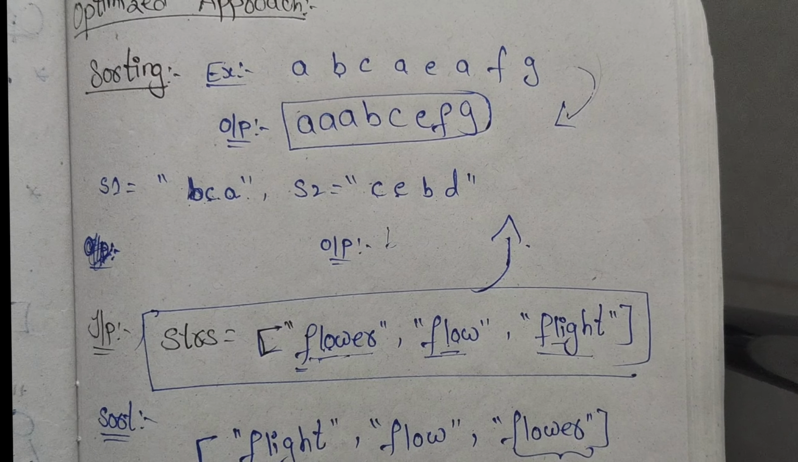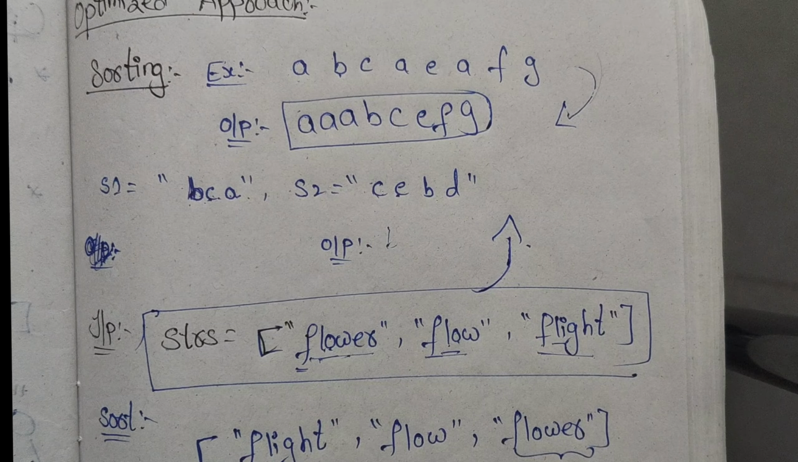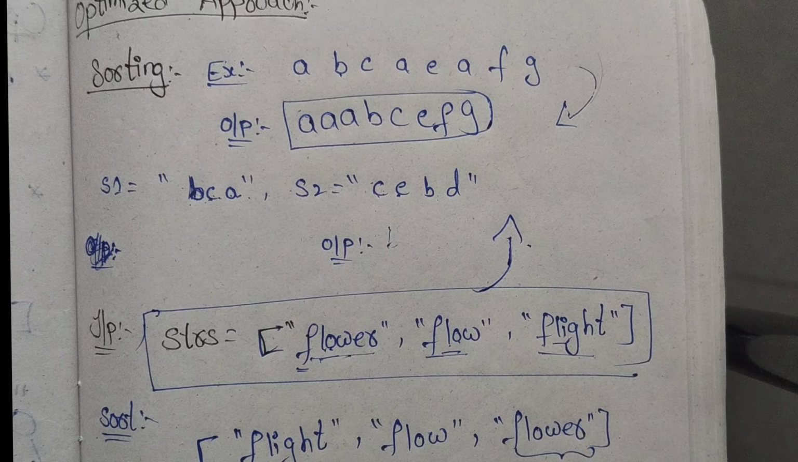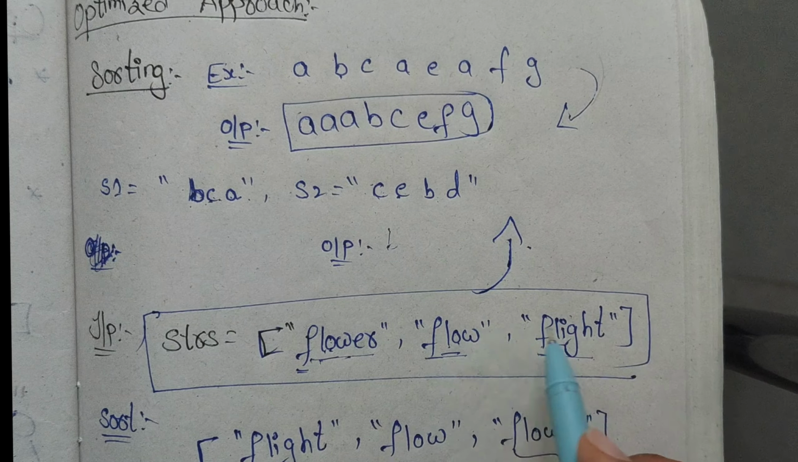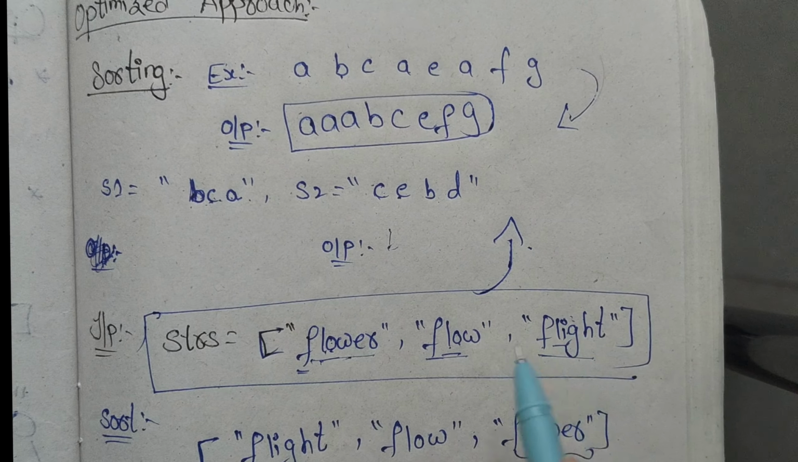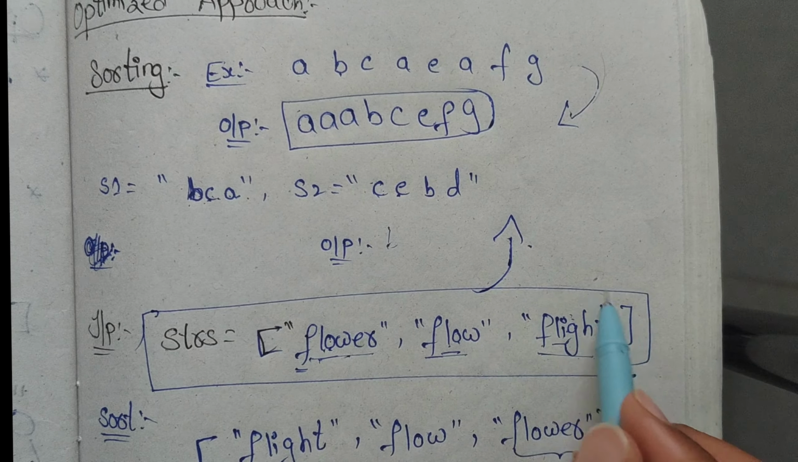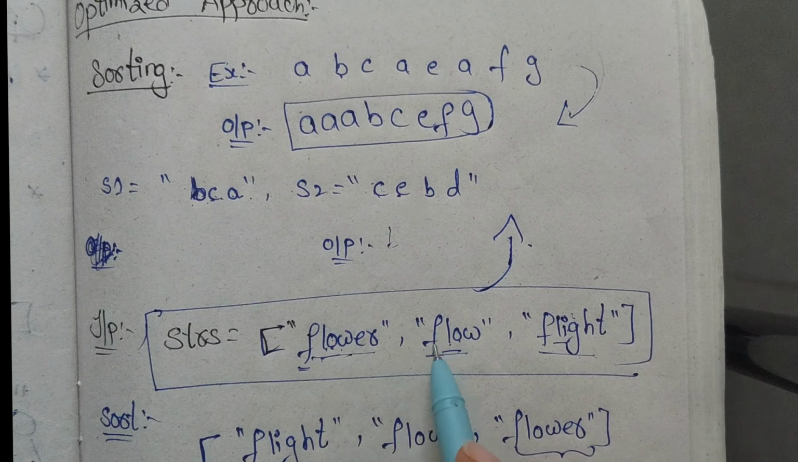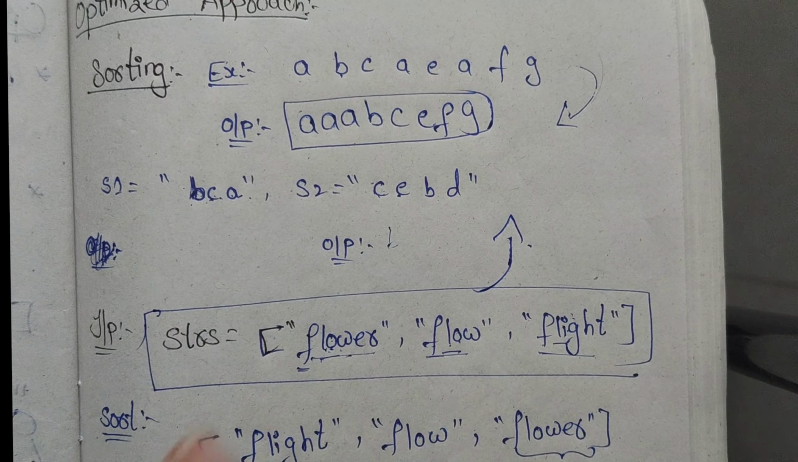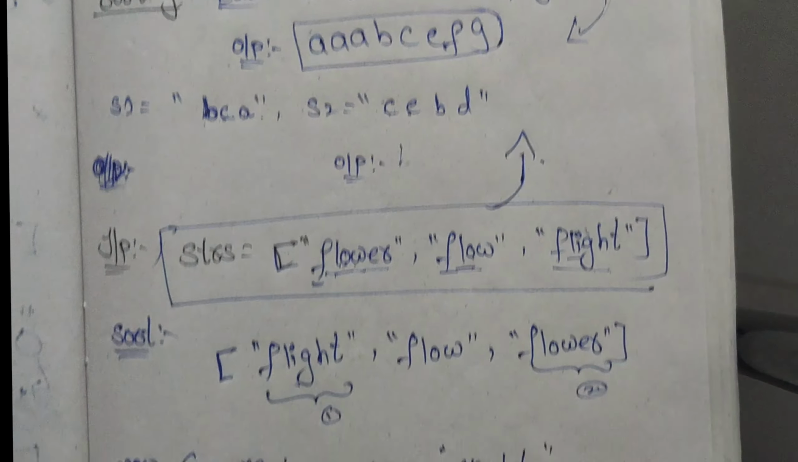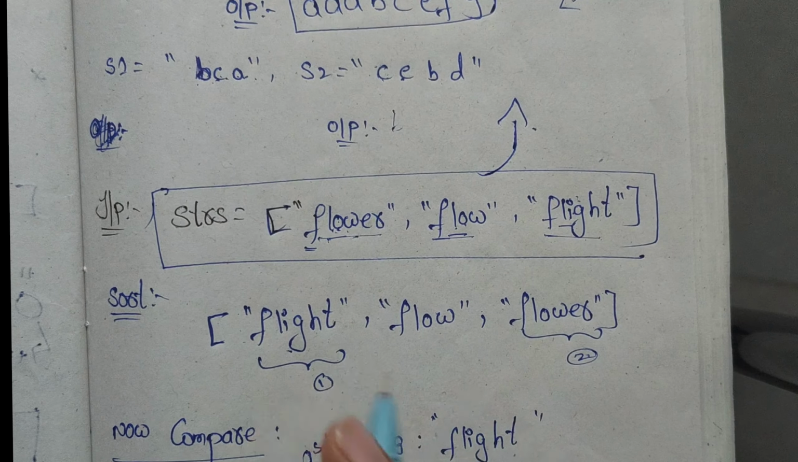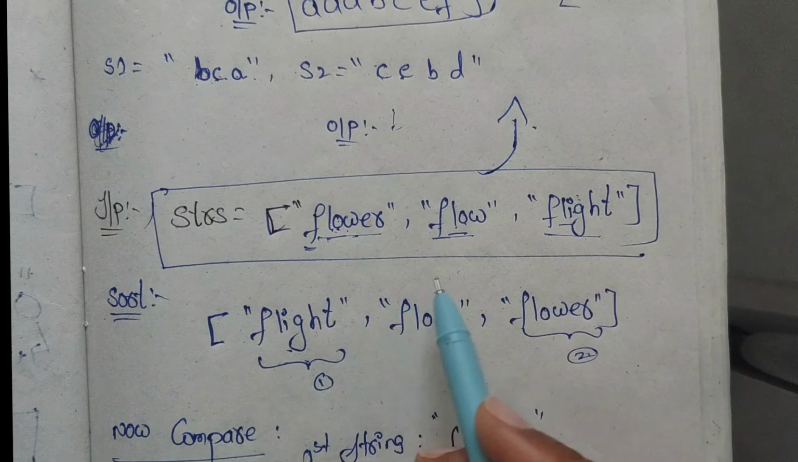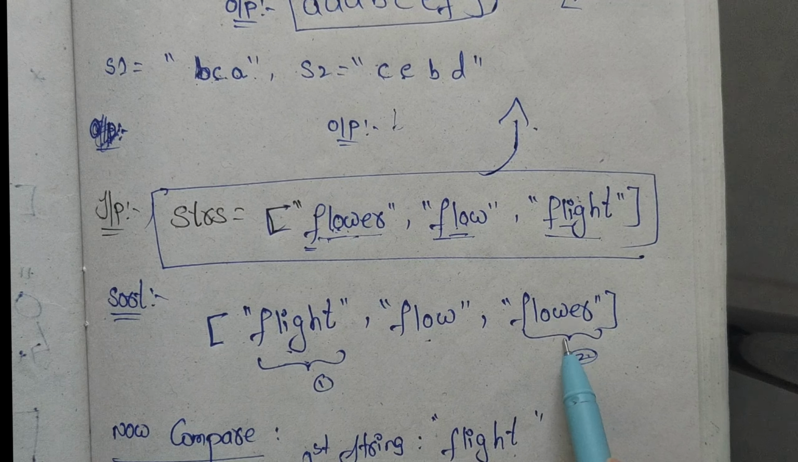But it should be in lexicographical order, meaning the alphabets should follow the lexicographical order. Among O and I, which comes first? I comes first, right? So we are going to sort flight into the starting position. After that, we will compare again the two remaining strings. Like that, we are going to sort this array. After sorting, the array will look like this: first flight, then flow, and then flower.